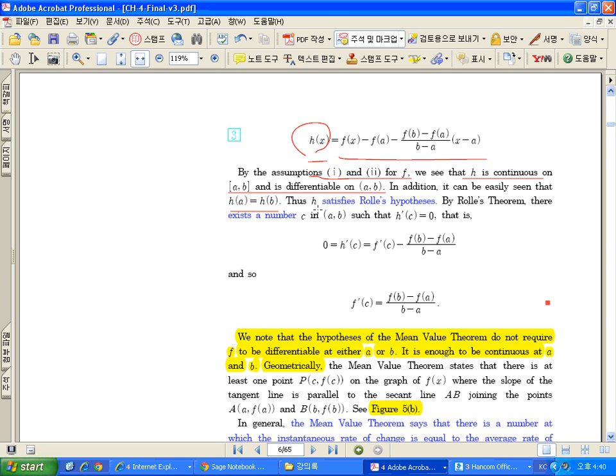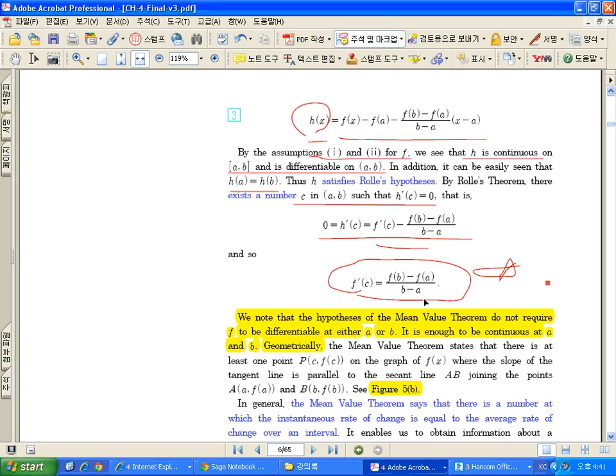So Rolle's theorem says there exists a number c such that h prime of c is equal to 0, which is this. So f prime of c can be written as this. This is the conclusion of the mean value theorem. There exists a c in the open interval (a, b) that satisfies this. So the mean value theorem is just a simple corollary of Rolle's theorem.